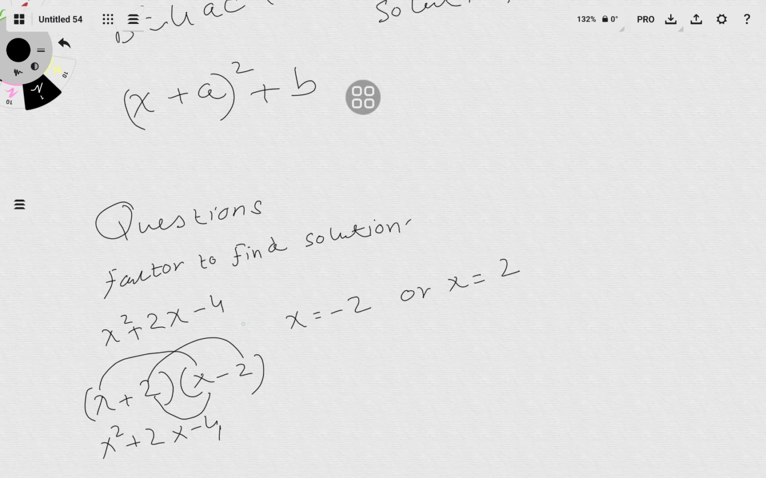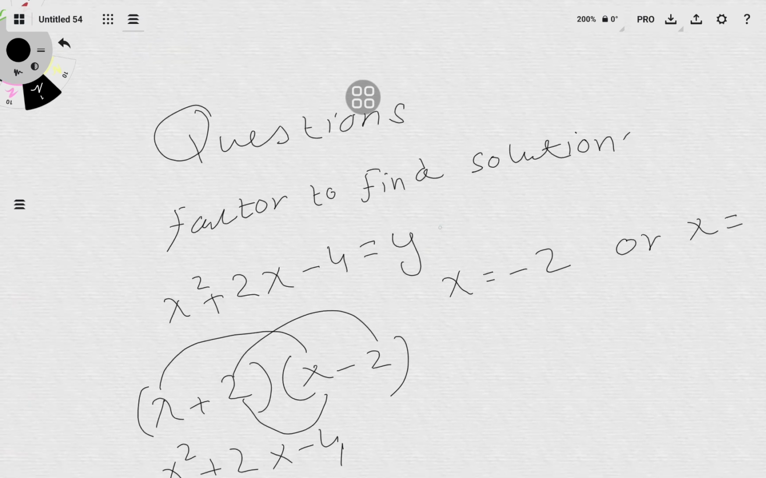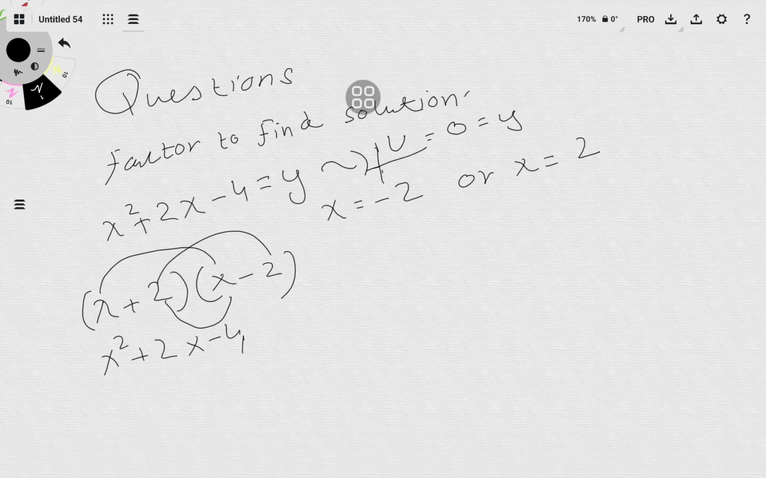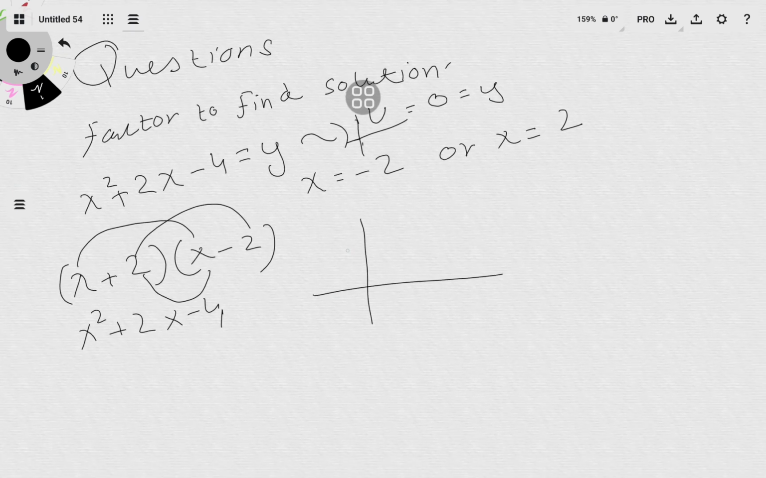Since this is equal to y in a form, y can be anything: 0, greater than 0, less than 0. Let's talk about the graph. If the parabola is touching nowhere, like hovering in the air, then this means y is not equal to 0. Since it is not equal to 0, the parabola line will be like this. So x minus 2 equals minus 2, or x is equal to.